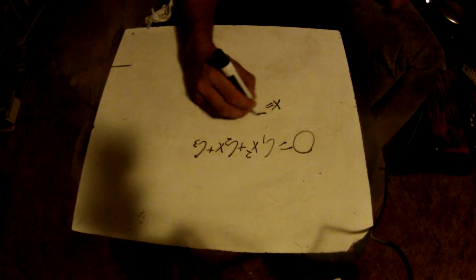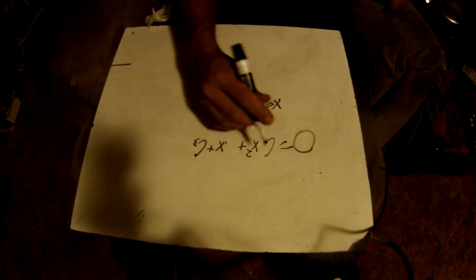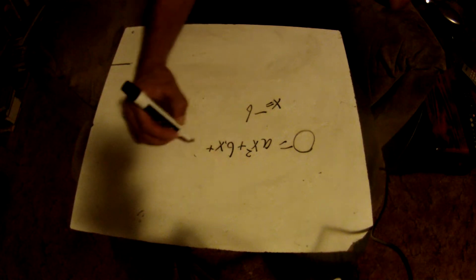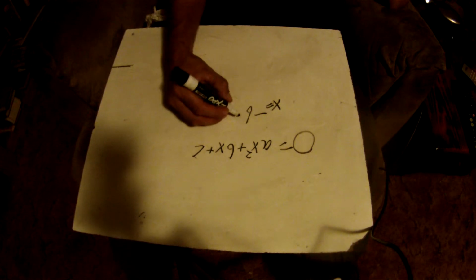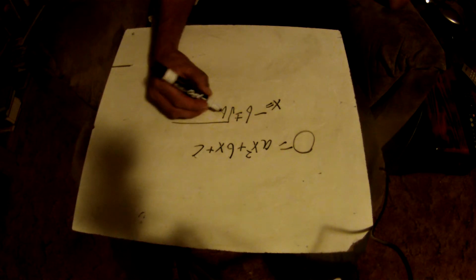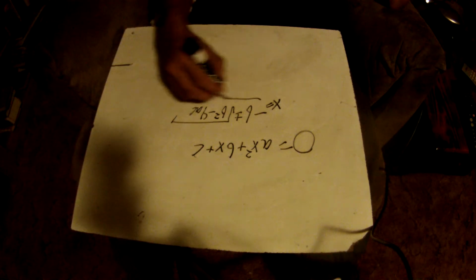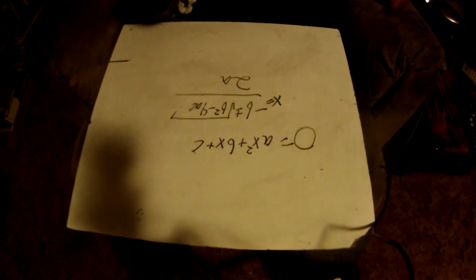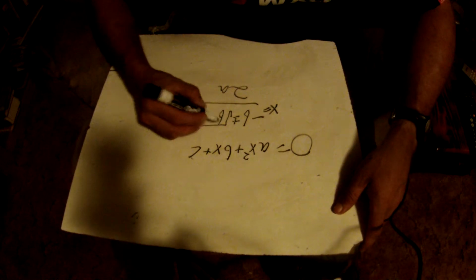And then the quadratic formula is x equals minus b plus or minus the square root of b squared minus 4ac, all over 2a.